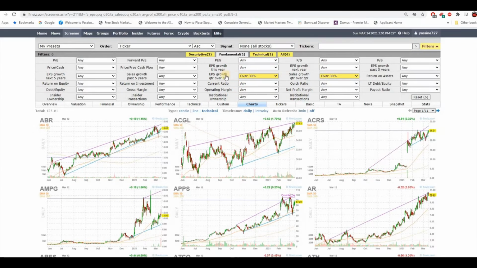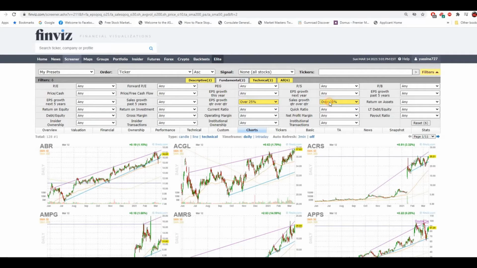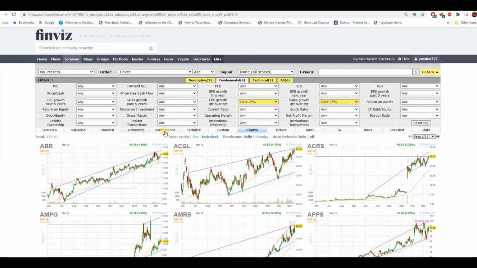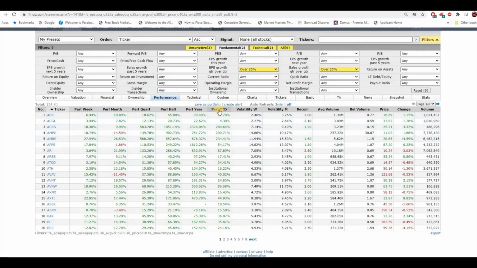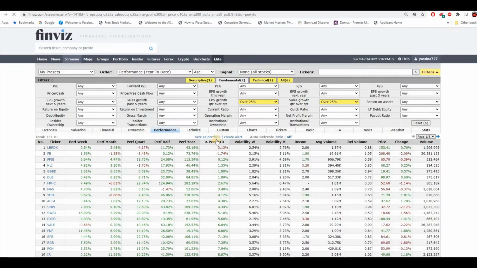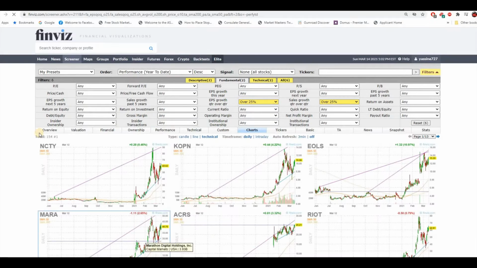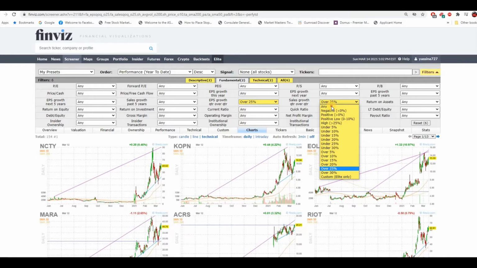So first you can do, I want stocks that have EPS growth quarter over quarter over 30% or a minimum of 25%, and then you can do the same with sales. You're looking for stocks that have sales growth quarter over quarter of 25%, and you can see down here we have like 13 pages. You can go through all of them. You can sort by performance, and then you see which ones did really good since the beginning of this year, and you put them on a chart and start looking.